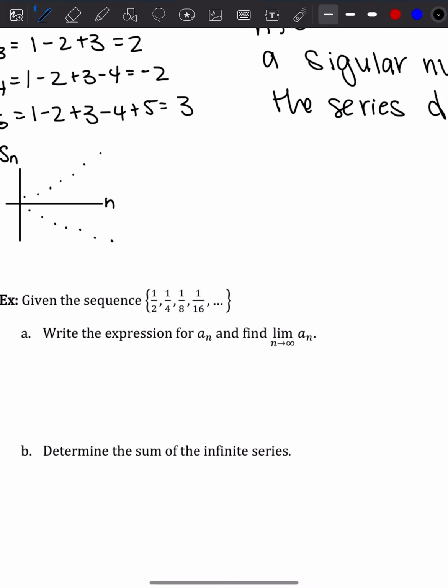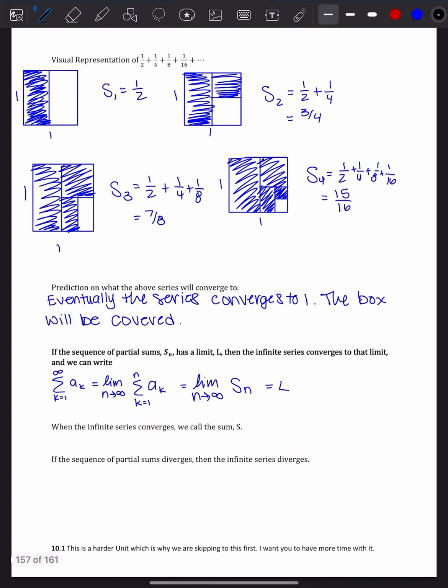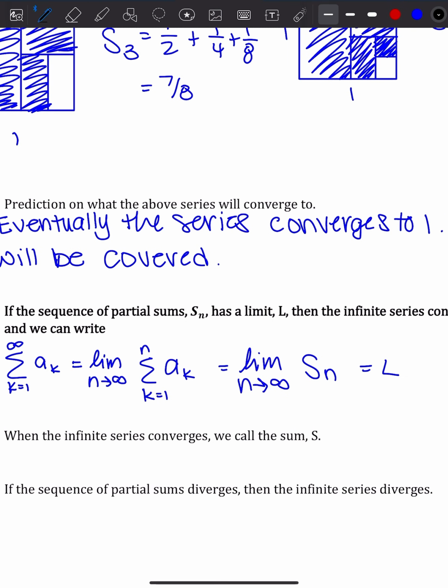Okay. So, given the sequence 1/2, 1/4, 1/8, 1/16, write an expression for a sub n and find the limit as n approaches infinity of a sub n. So when we're looking at these different things that we talked about over here, because all of these things are equivalent, we can look at all of these things individually as well. So we're going to look at what we have for each term, and then we're going to look at what that means for our sum overall.